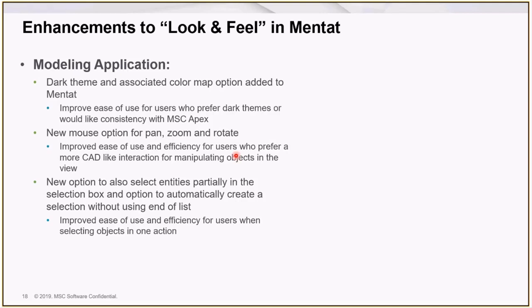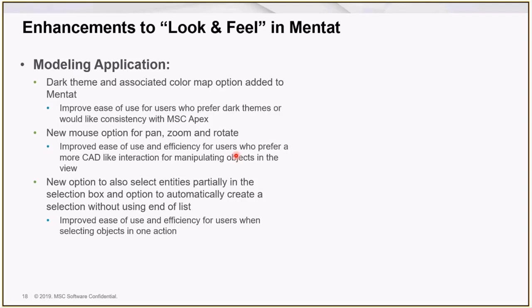And then finally, we have an option to select entities partially in the selection box. Previously, it had to be completely inside the selection that you might do, and now you can define it so that if it contacts or crosses the selection box, it'll also be selected. There's an example in the video I'm going to show in just a minute that will maybe make that clear if my description was a little confusing.